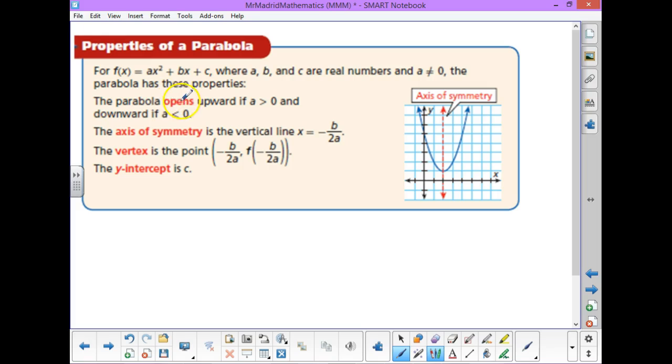Now, really quickly, remember we looked at a slide a bit ago about opening upward. If a is positive, this guy up front, it opens upward; if it's negative, it'll open downward. The axis of symmetry, notice that this is different from that first form. So here's the formula to calculate that. The vertex, here's the formula. Looks intimidating, we'll do it together. And then the y-intercept is simply c.